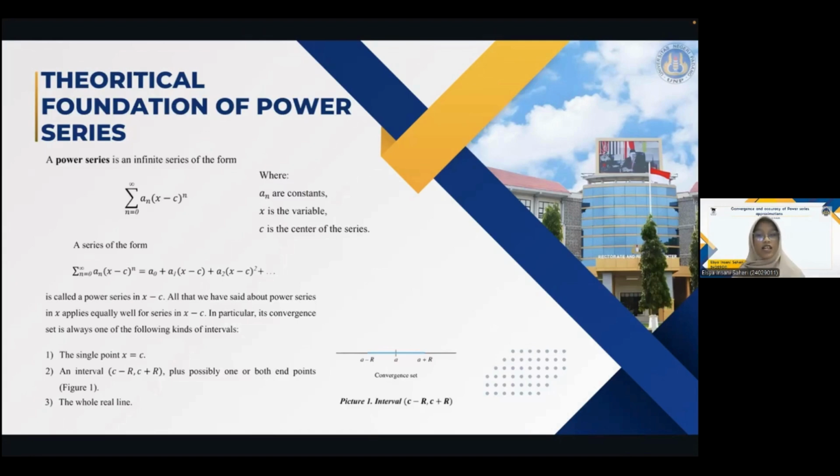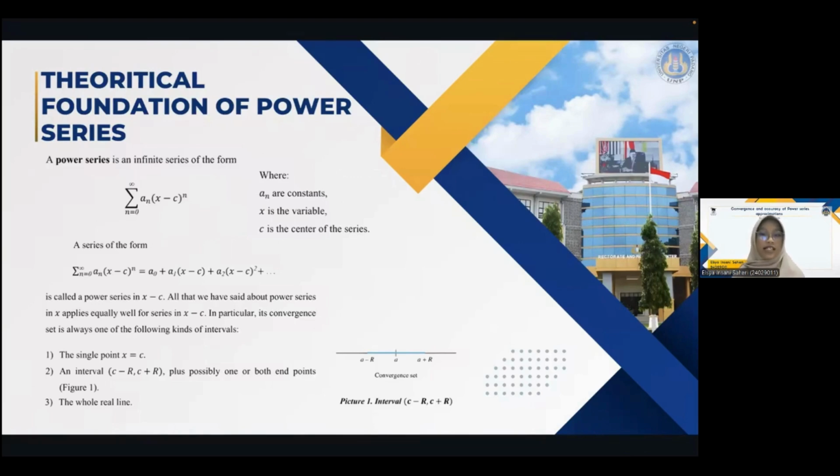Now, let's talk about convergence, which is a very important concept. A power series does not always converge for all values of x. Instead, the set of values where the series converges is called the convergence set. There are three possible types of convergence sets. The first one is a single point, when x equals c. This means the series only converges at its center.